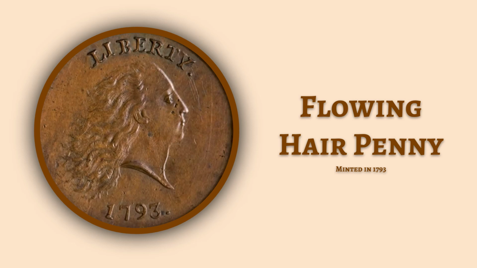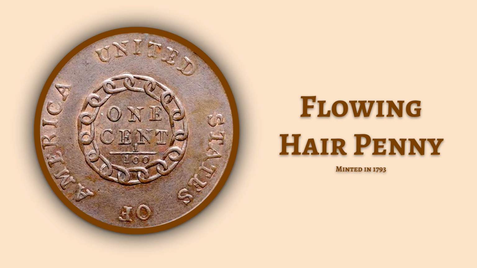Flowing hair penny, minted in 1793. The reverse of the coin has 15 interlocking chains, representing the 15 states and continuing the design of the reverse of the Fugio cent. This design was unpopular and only minted in 1793 because Lady Liberty's hair was not tame, and some even thought the chains represented slavery.